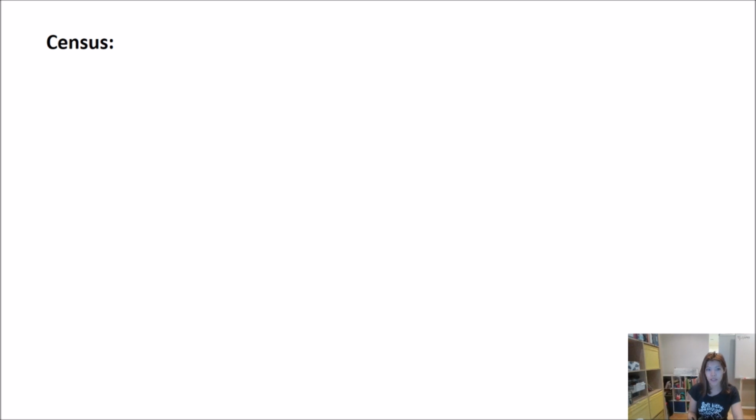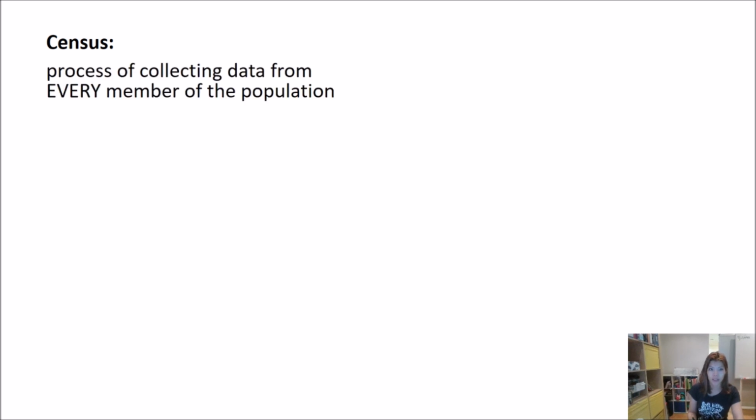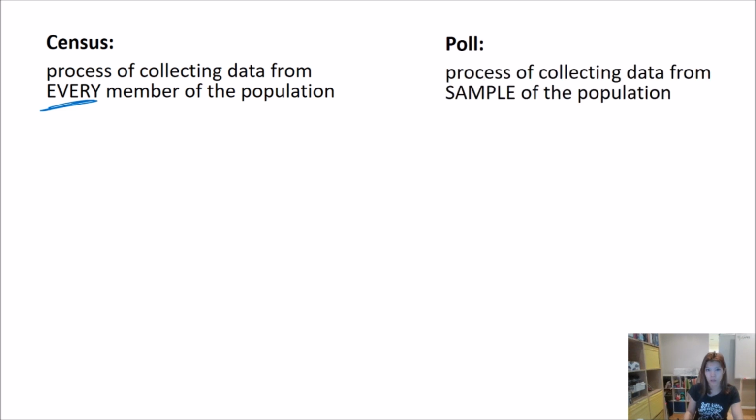Census. The word census means when we take a survey and we ask everybody or every item or everything. So it's a process of collecting data from every member of the population. Well, what is the word to describe when we're only asking a sample? That word is poll. So when we're only asking a few of the population or a sample of the population, we call that a poll.